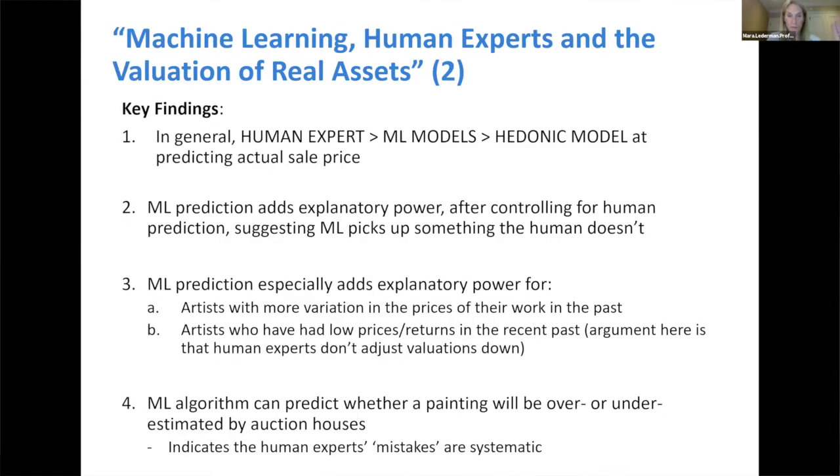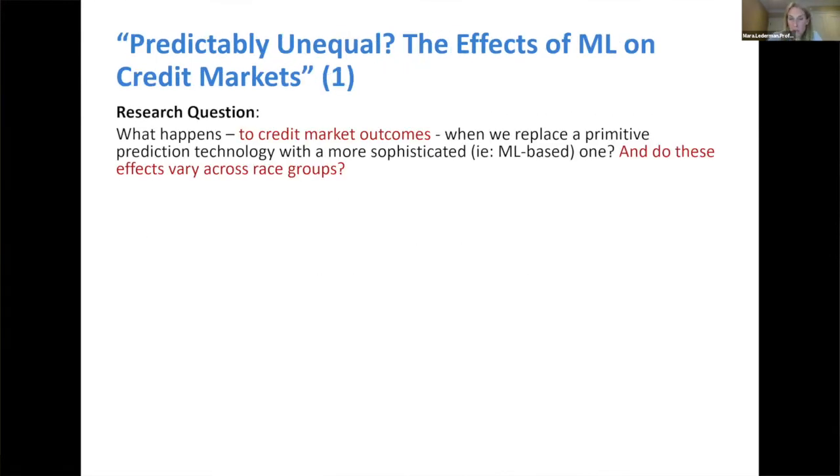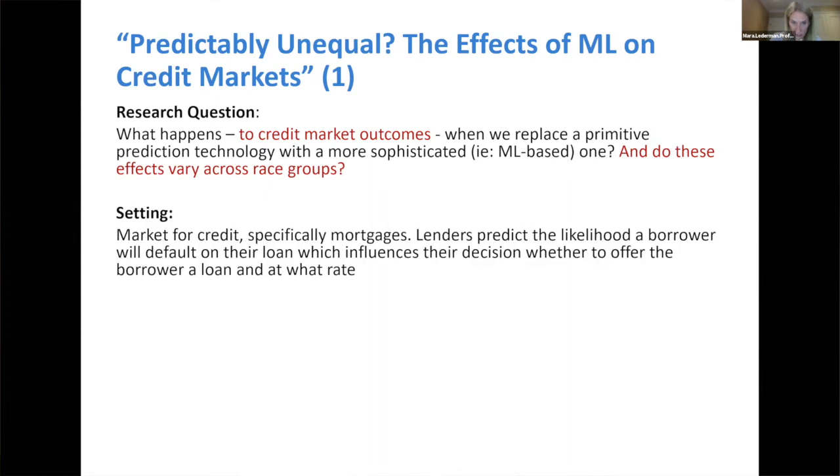I'm going to sort of stop there for a minute. The other paper that was presented in the same session was this one, Predictably Unequal, the Effects of Machine Learning on Credit Markets. They essentially ask the same question, but with a bit of an expansion. So they say, what happens to credit market outcomes when we replace a primitive prediction technology with a more sophisticated machine learning based one? And then they go on to ask, and how does this vary across race groups? Their setting is credit markets, specifically mortgages.